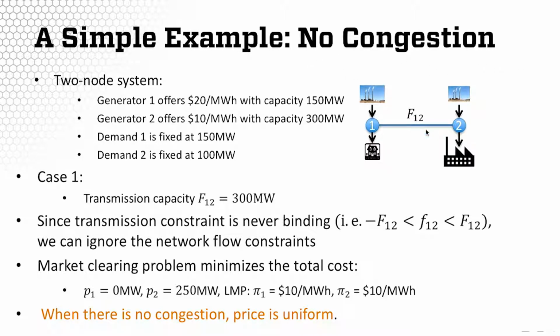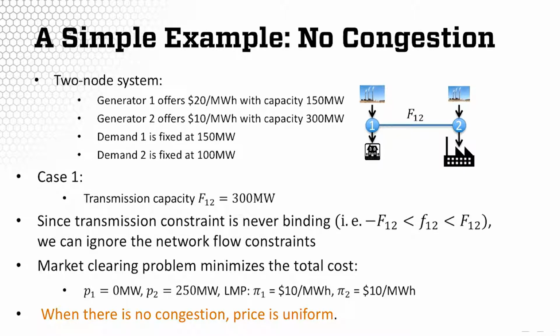And we'll see that this transmission line has so much capacity that the system actually has no congestion, meaning there's no problem sending power between 1 and 2 through this line. Since the transmission line capacity is so high, if you look at the numbers, 300 is actually more than the sum of the total demand, which is 250. That means no matter what the solution is, the amount of power transmitted on line 1,2 can never reach the upper or lower limit. At most it's 250, but the capacity is 300.